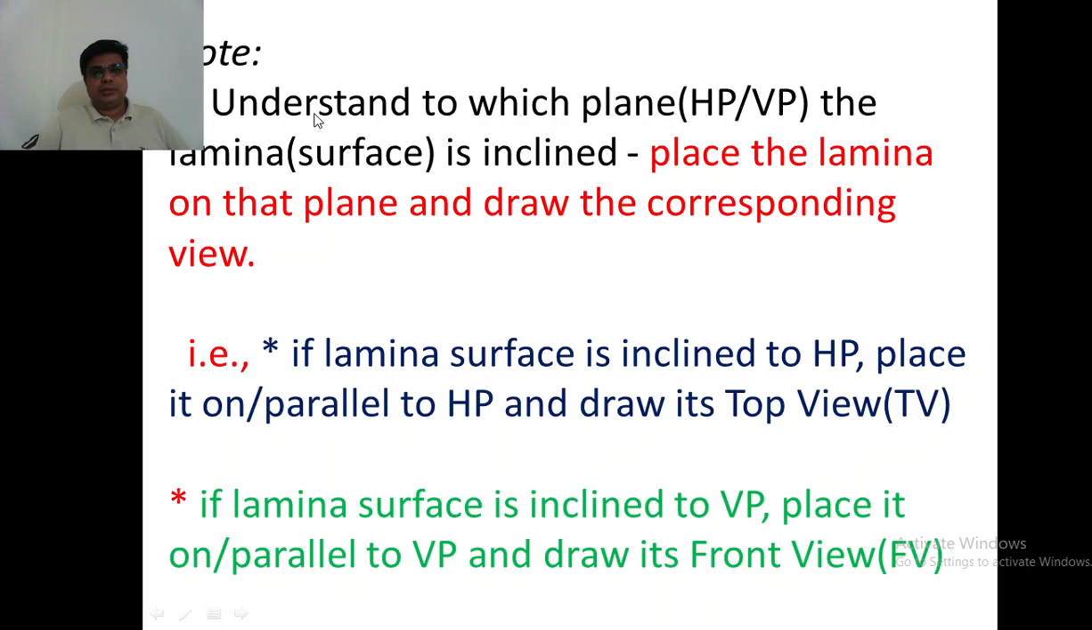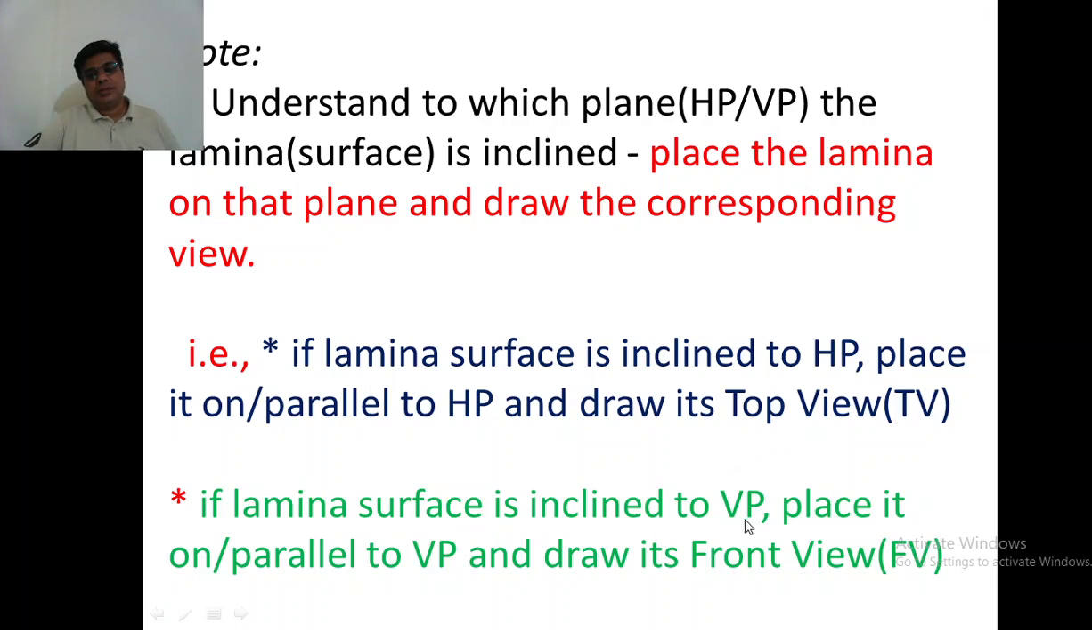First thing, in the question, try to understand to which plane the surface is inclined, HP or VP. Then if it is inclined to HP, place the lamina on that plane and draw the corresponding view. For example, if the lamina surface is inclined to HP, place it on or parallel to HP and then draw its top view. Whenever the lamina is on HP, you should draw the top view. In the top view you can see the true shape and size of the lamina.